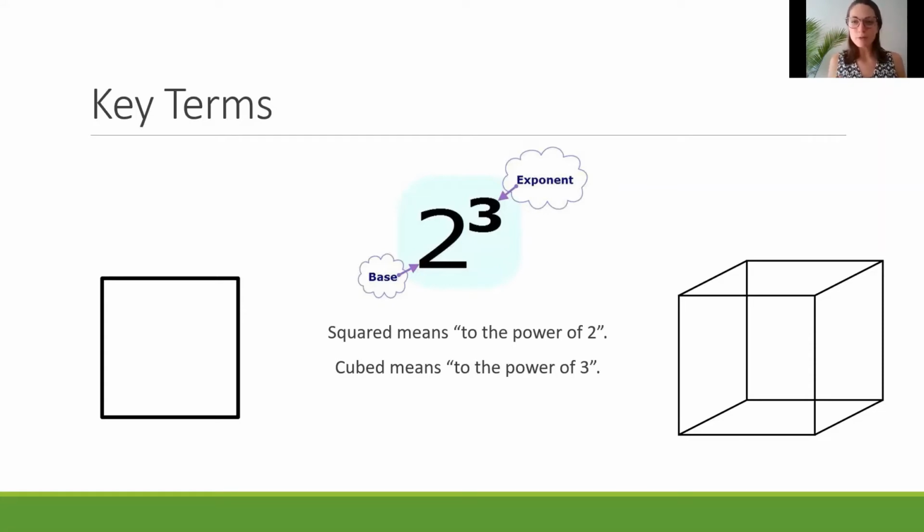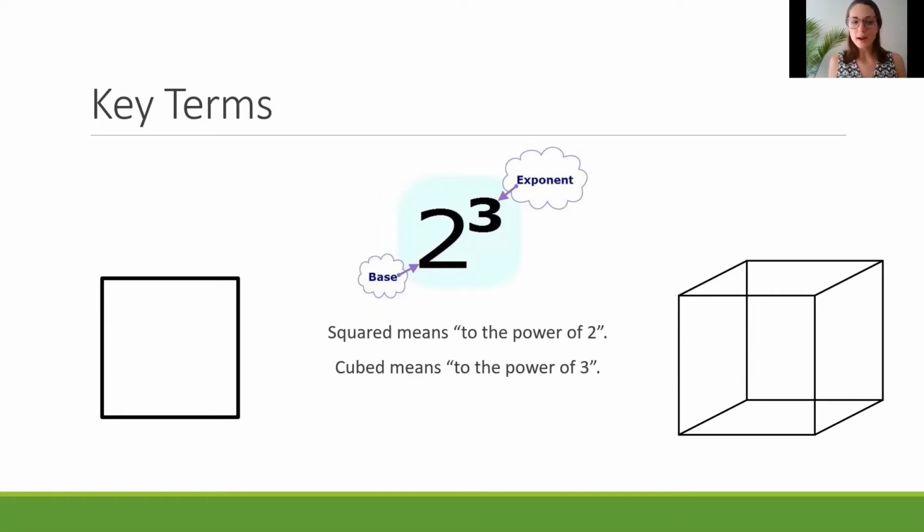Now there's a couple of key terms that you will hear in these contexts. The first one is squared, and squared means to the power of 2. Now it's directly connected with, you guessed it, a square. So you can see on the screen, and one way to think about that is if I have, for example, 2 to the power of 2, I would take that base 2 and I would say, okay, then I have to multiply 2 times, so 2 times 2. Same thing if I were to have 5 to the power of 2, I would have 5 times 5.